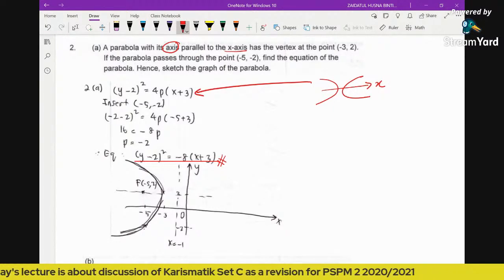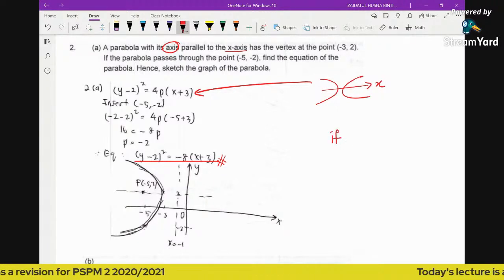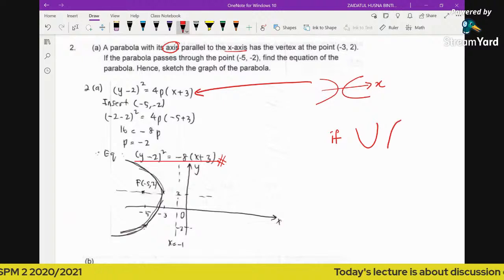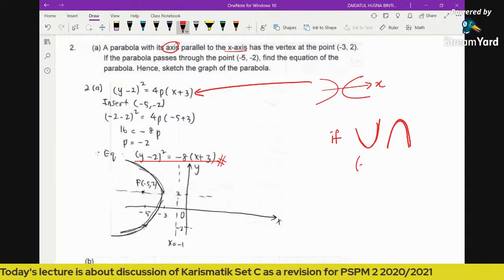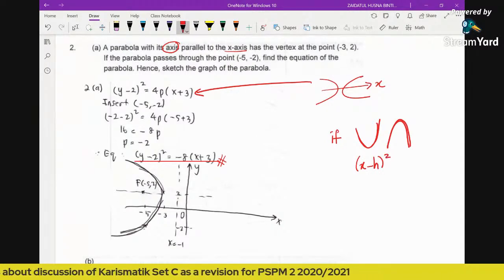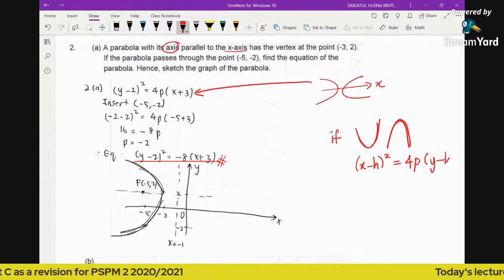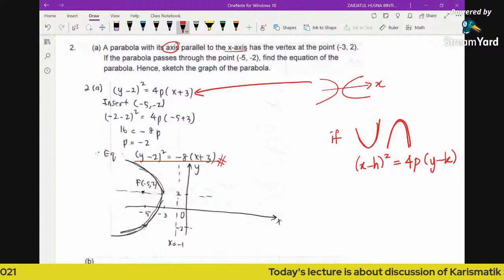We know that the highest power will belong to y. Why? Because if the highest power belongs to x, we are going to have a parabola that opens upwards or opens downwards. So this is actually the equation, and the equation will be provided, so make sure you use the correct equation involved.